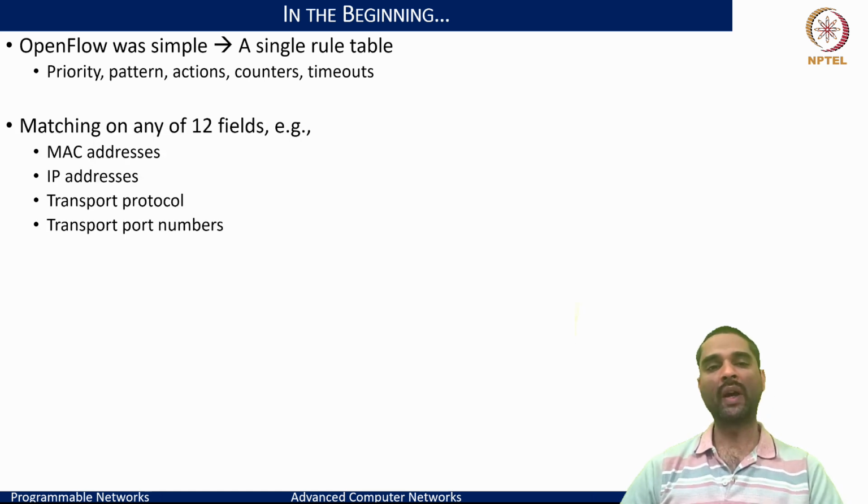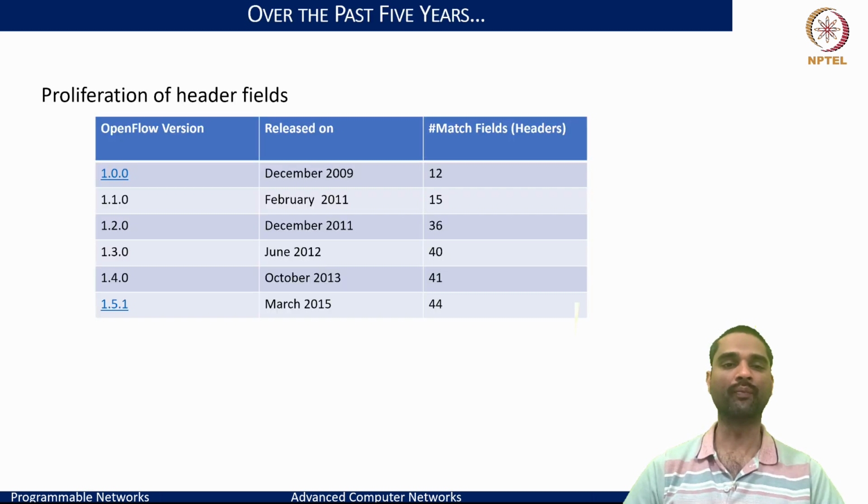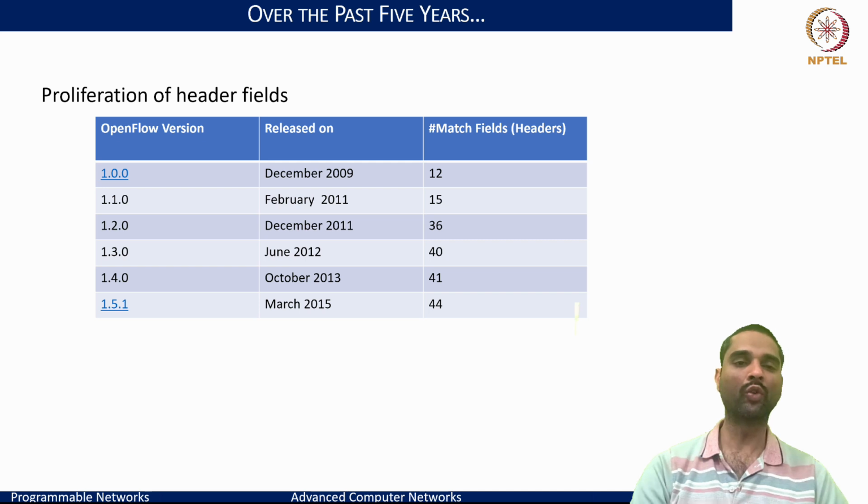But then the matching was confined to just 12 of the fields when OpenFlow 1.0 began, that were MAC addresses, IP addresses, transport protocol, and port numbers. But as the advancements happened, there were requirements to match on many of the other fields. And as we saw earlier, as the OpenFlow versions changed, we started to see a good ballooning in terms of the match fields that we would want to use. It went all the way from 12 to 44 match action fields as in version 1.5.